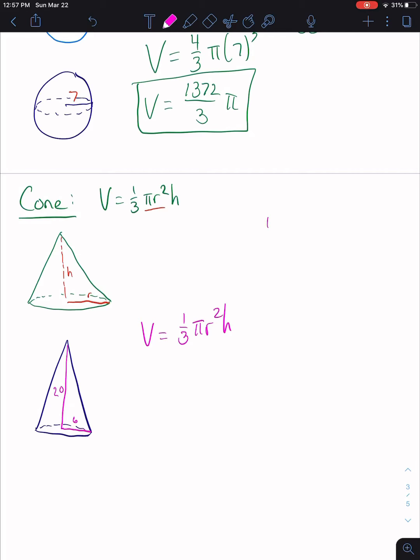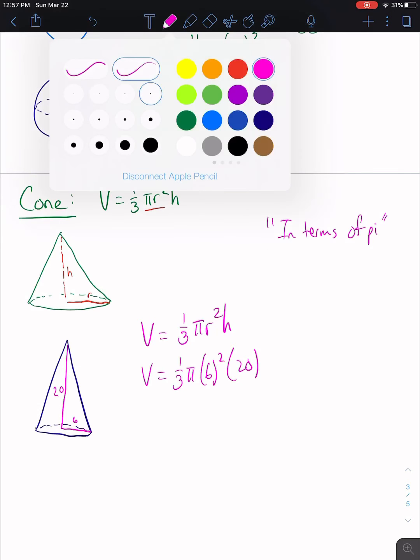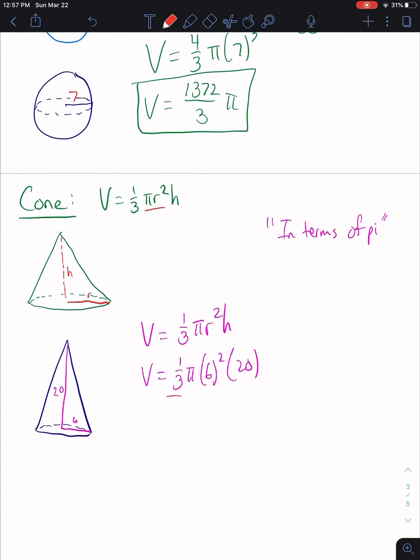Just like the last video, we're going to ask for it in terms of pi. So 1/3 pi r squared h. Our volume is going to be 1/3 pi. Our radius is 6 squared, and then h is 20. I am going to be plugging the 1/3 into the calculator, the 6 squared into the calculator, and the 20 into the calculator. I'm leaving it in terms of pi.